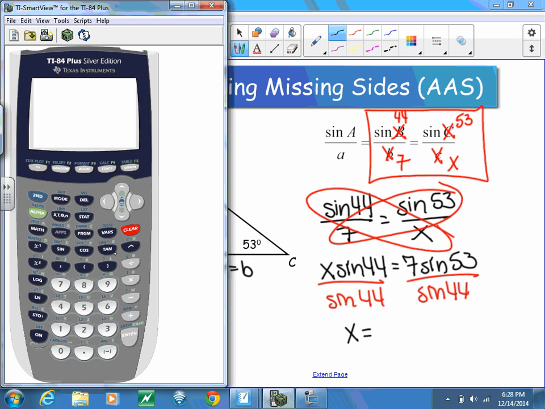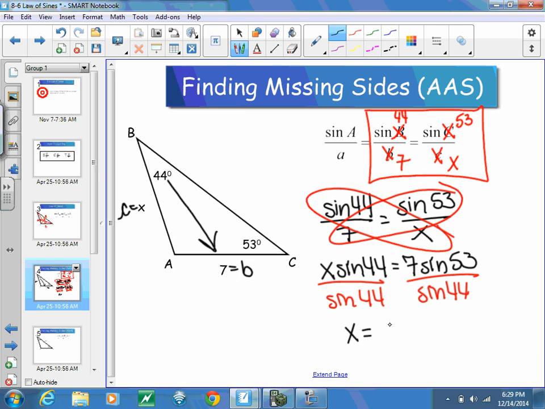When you are working with these, we want to make sure that we don't round our answer until the very final step. So I'm going to take 7 times the sine of 53, hit enter, get my answer, and divide that answer by the sine of 44. Hit enter one more time, and I get 8.05. And so there's how we're finding our missing side.